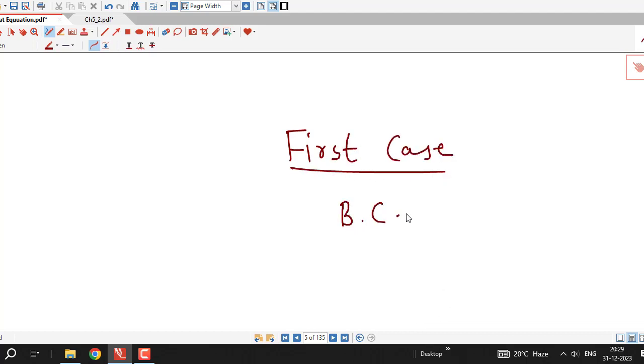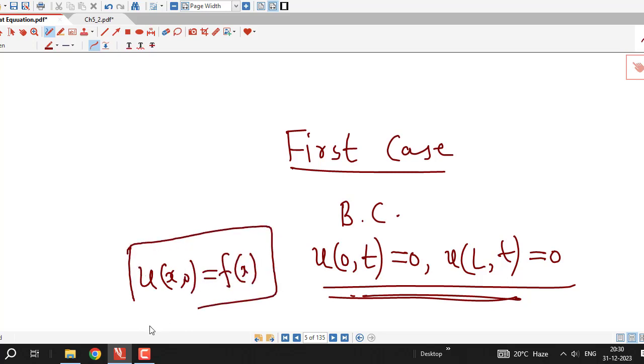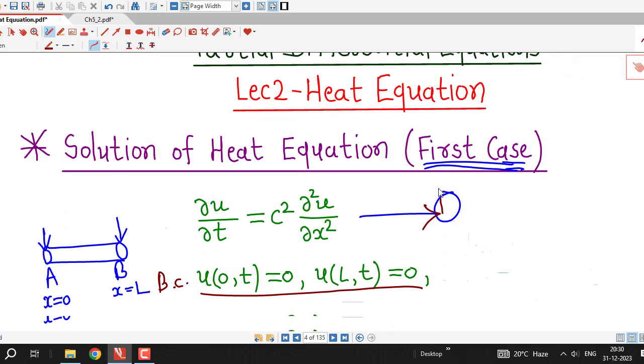So this is the first case of the heat equation in which the boundary conditions are that the temperature is 0 at both the endpoints. We can apply the formula derived in this case if we have this type of boundary conditions only, and the initial condition we are going to consider as, at t equal to 0, u is a function of x. So we will consider the problems related to this case of the solution of the heat equation in upcoming lectures.